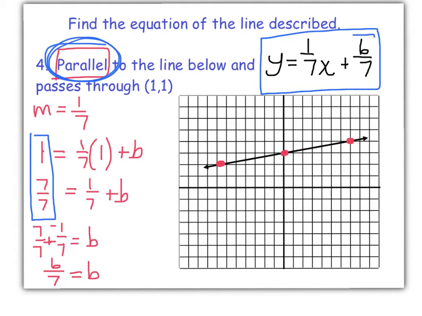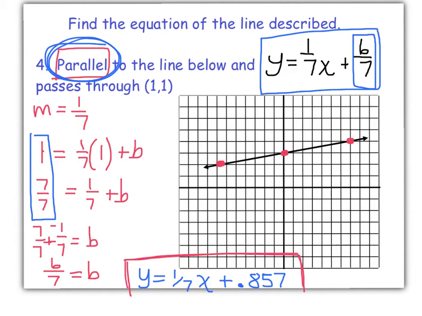6/7, which you're going to say, Miss Linder, that's not a decimal, and let me change that. All right, here it is. It is on the bottom. Whenever you're faced with a funky decimal, we're just going to make sure that we have at least 3 place values past. So here you have y equals 1/7 x plus 0.857.